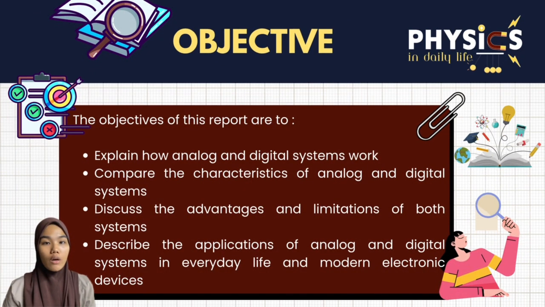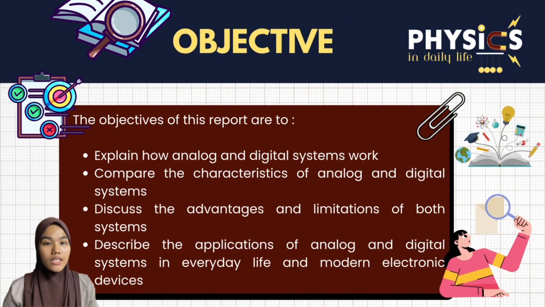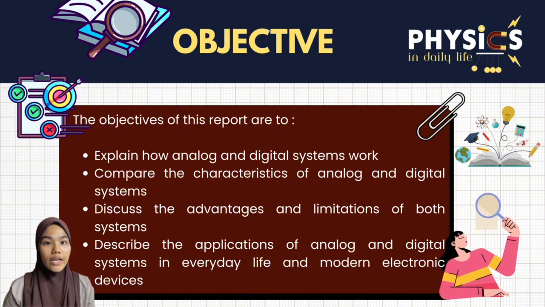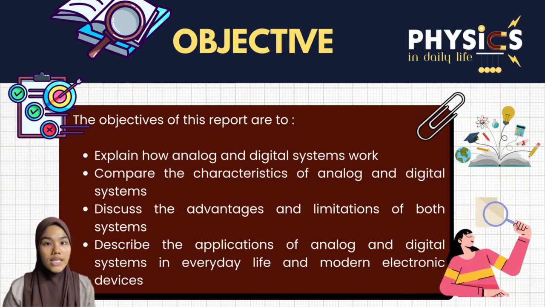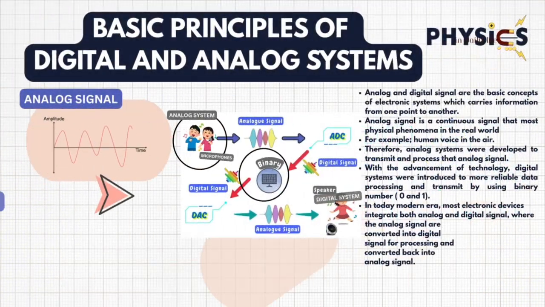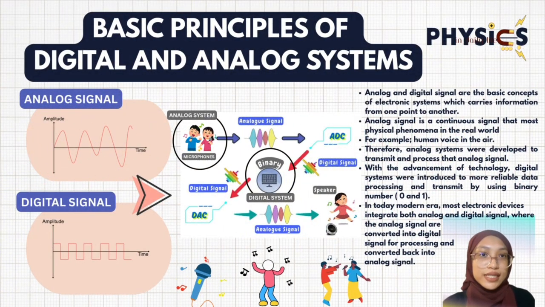I will explain the objective of this report. This report focuses on understanding analog and digital systems by explaining how they work and comparing their main characteristics. It also discusses the advantage and limitation of each system, while highlighting how they are used in everyday life and modern electronic devices. Okay, let's go to the basic concept of analog and digital signals.